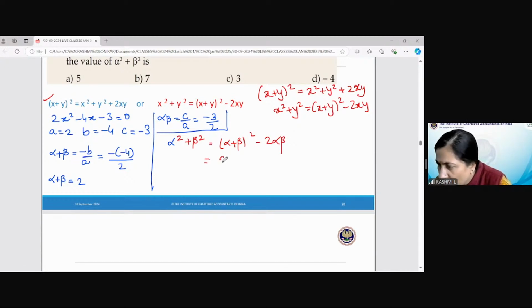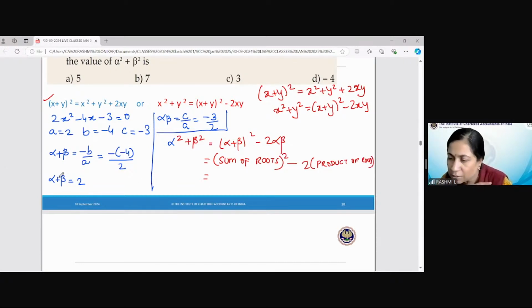Now this is equal to sum of roots whole square minus 2 into product of roots. Now sum of roots is 2, 2 square, minus 2 into product of roots, which is minus 3 upon 2. So this 2 will get cancelled. So this is 4 plus. Why plus? Because minus into minus becomes plus, and 3. 2 to cancel हो गया, 3 बचा है, 4 plus 3 which is equal to 7. So B will be the answer.